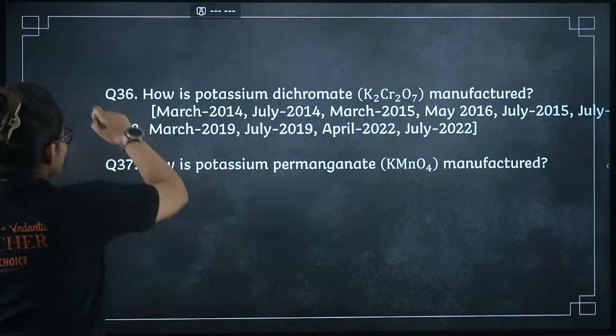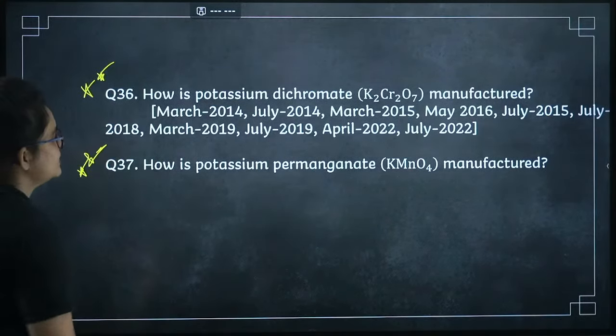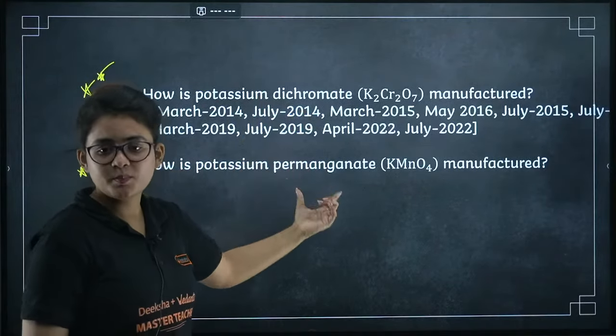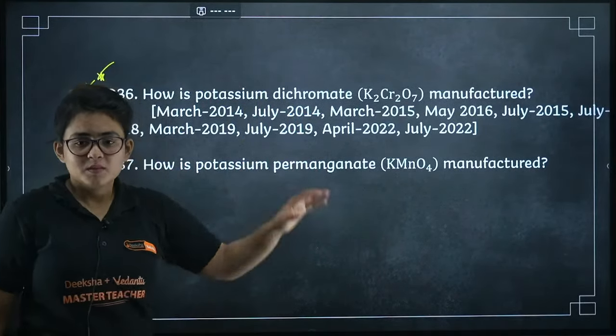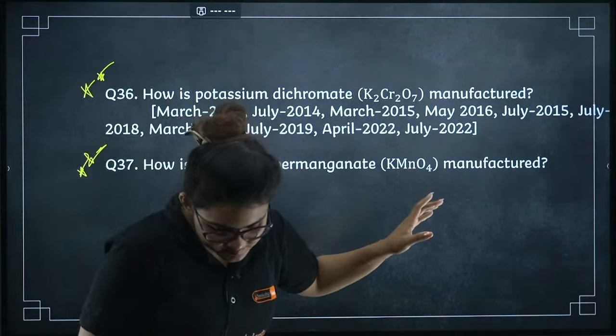These are two must-do questions from the D and F block. Okay, so how potassium dichromate is manufactured and potassium permanganate. Okay, must-do question, very important.